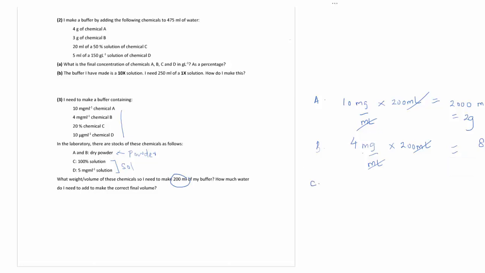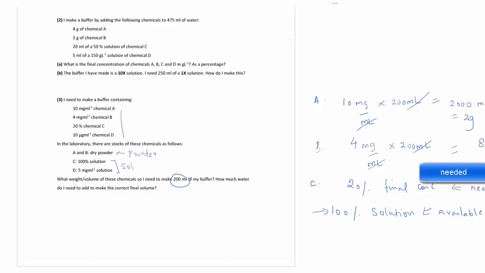Number C. So we are given that we need a final concentration of 20%. That's the final concentration. But it is available as a 100% solution. So that's what is available. But what is really needed is 20%. 100% is way too concentrated, so you need to bring it down to 20%. So what is the dilution factor? It's going to be 100% divided by 20%. So it's going to be 5-fold diluted. You need to bring in a 5-fold dilution.